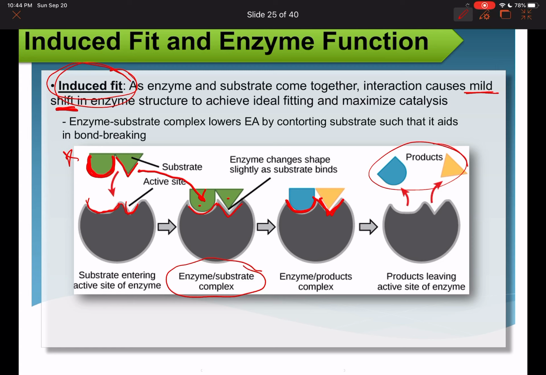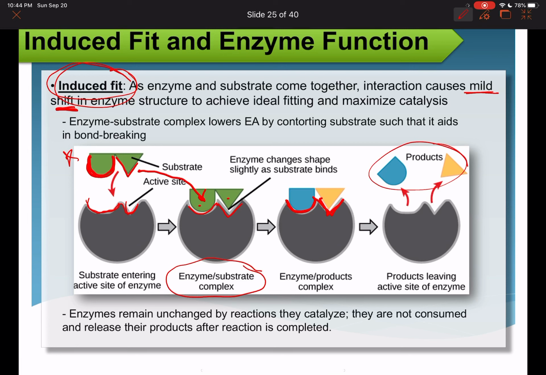So another thing to add about enzymes is that they remain unchanged by the reactions they catalyze. They are not consumed and release their products once the reaction is completed. What I'm saying is the enzymes will not change in shape. Just because it has gone through that reaction, it won't all of a sudden change in the active site, nor would it be completely eliminated. Okay, that doesn't happen to enzymes. They're kind of like little machines in an assembly line, if you can imagine that.